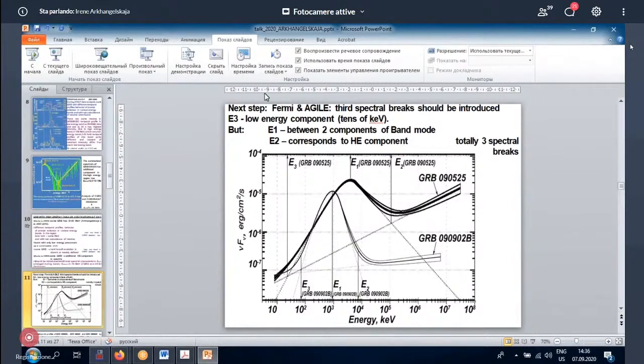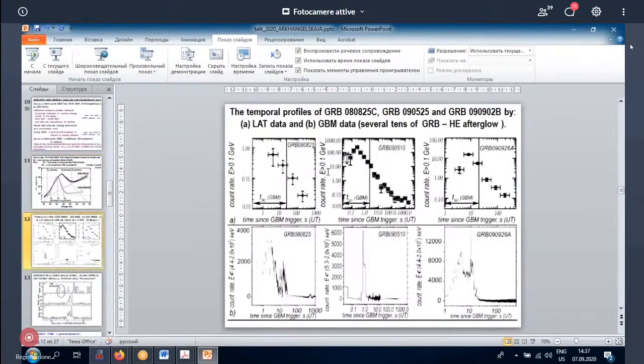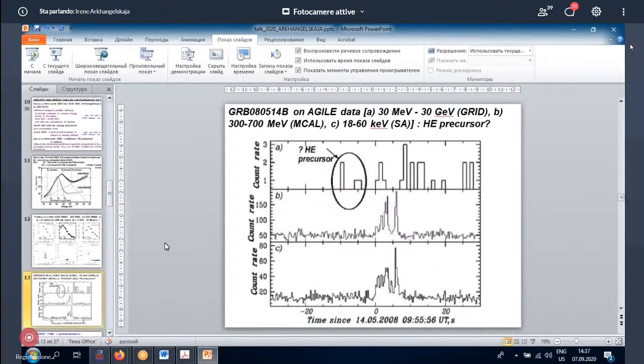And it was very interesting that a third spectral break should be introduced in the low energy band, approximately tens of keV. Then we have three spectral breaks in GRB spectra: first, second, and third. Also, several tens of GRBs have high energy afterglow, lasting several thousands of seconds after the end of the burst, T90.